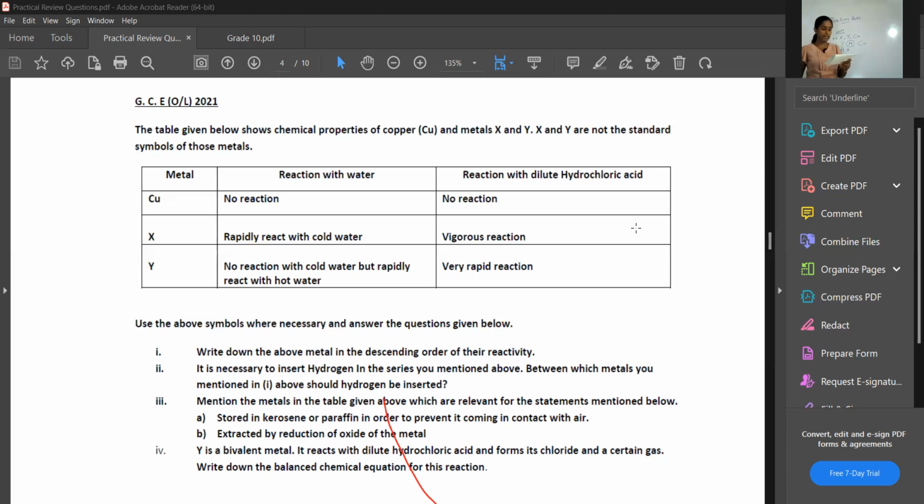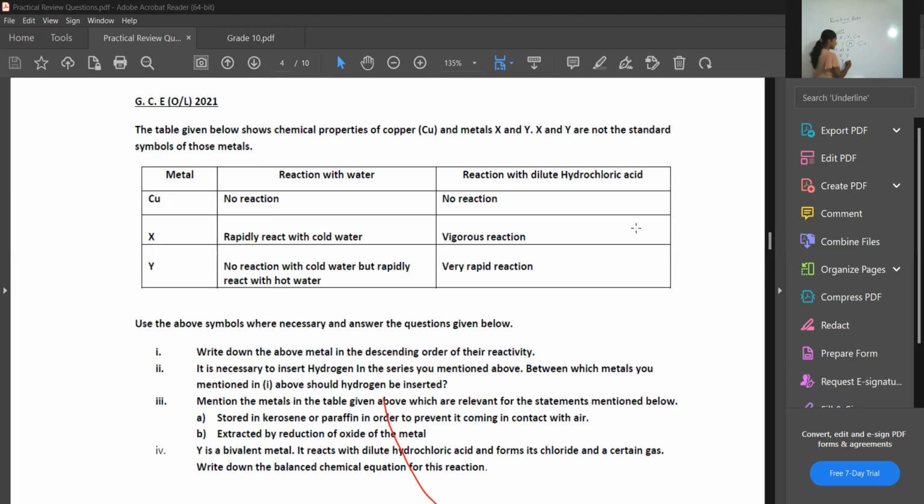Fourth one. Y is a bivalent metal. It reacts with dilute hydrochloric acid and forms its chloride and a certain gas. Write down the balanced chemical equation for this reaction. Why is it given that Y is a bivalent metal? To write the formulas, we want the valency, because we have to use the given symbols. So here Y is a bivalent metal.